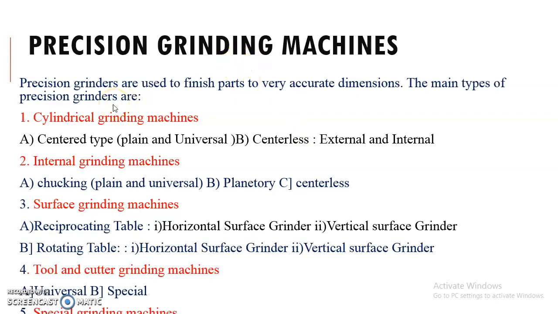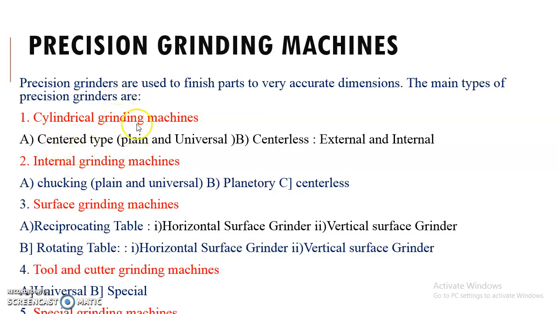You can observe they are basically categorized into 5 parts: cylindrical grinding machine, internal grinding machine, surface grinding machines, tool and cutter grinding machines, and special type of grinding machines. So these are basically used to finish the parts to accurate dimensions. The black color listed here are the ones that we are going to study.